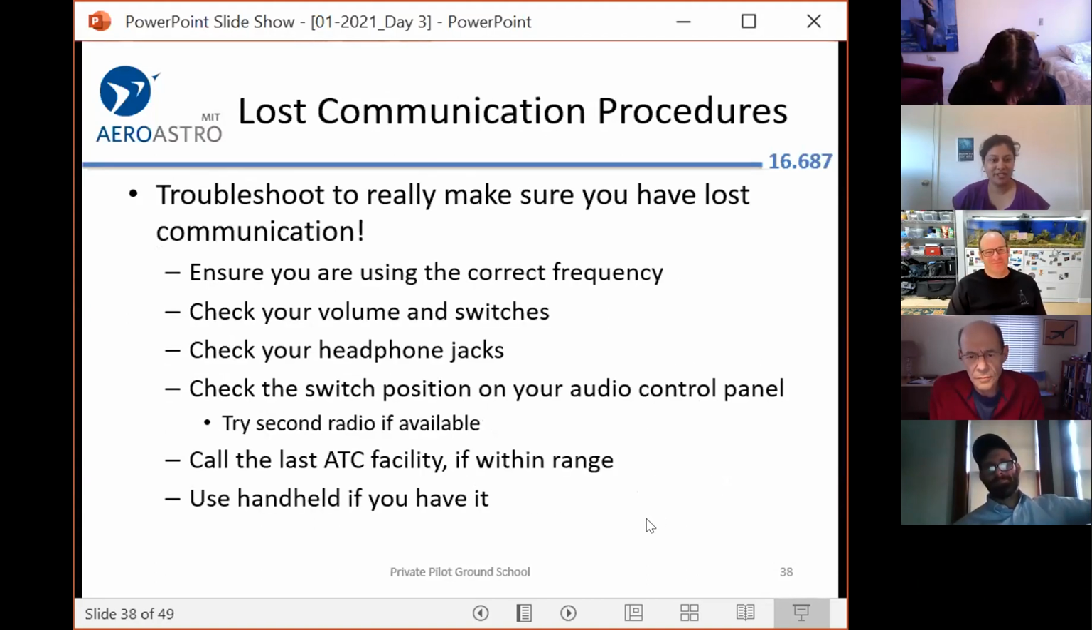Lost communications procedures, I just wanted to highlight this one. Most of the time you didn't actually lose communications, so first, just double check. You might have accidentally bumped your knee against the headphone jack and unplugged yourself, or turned the volume down. So don't keep making radio calls repeatedly, because it's possible that your transmitter is still working. You might be clogging up the airways, transmitting repeatedly, when in fact you just can't hear.